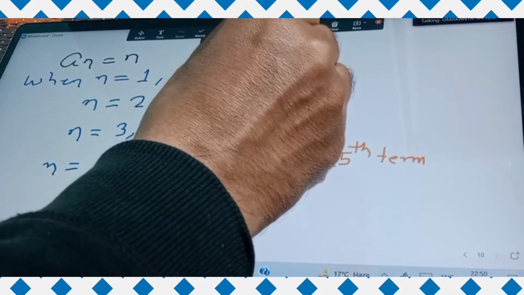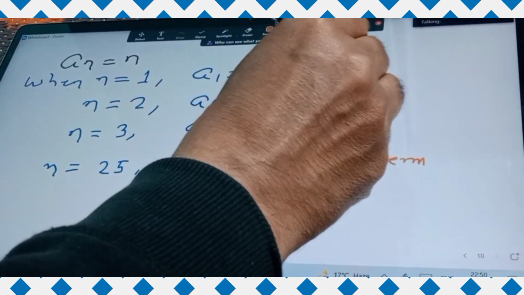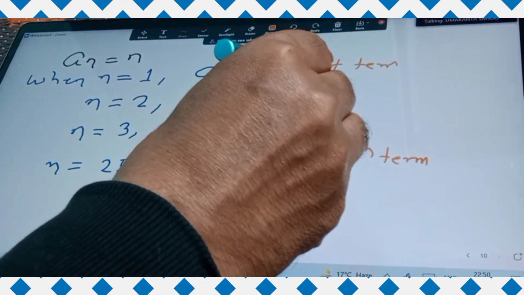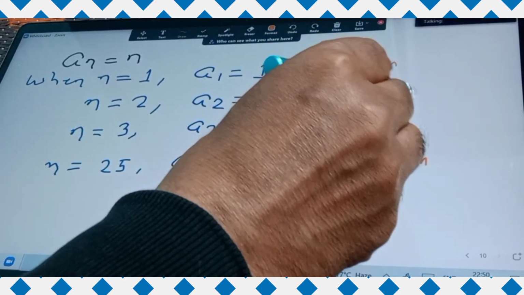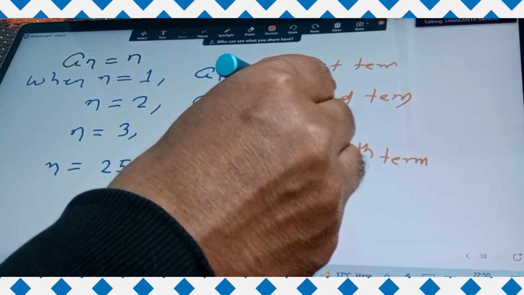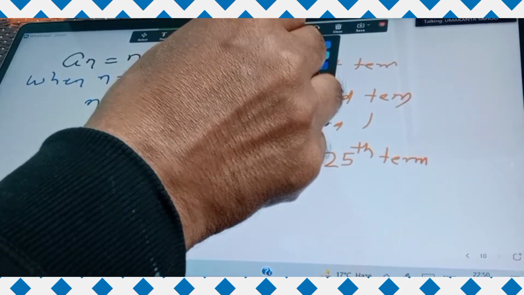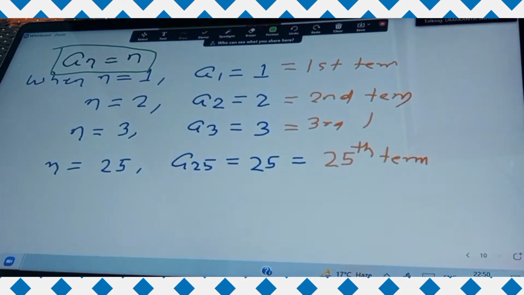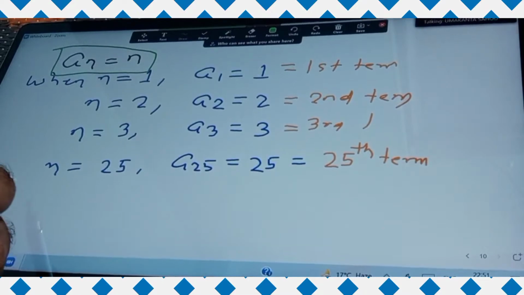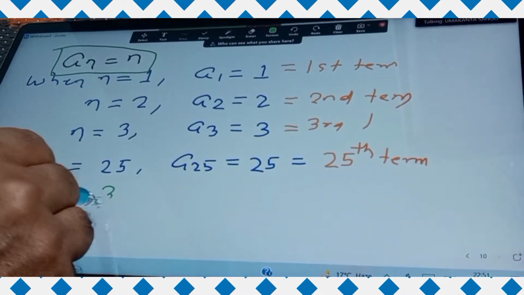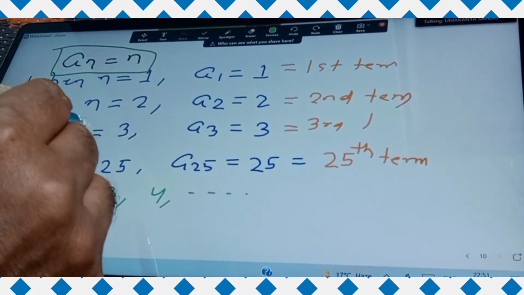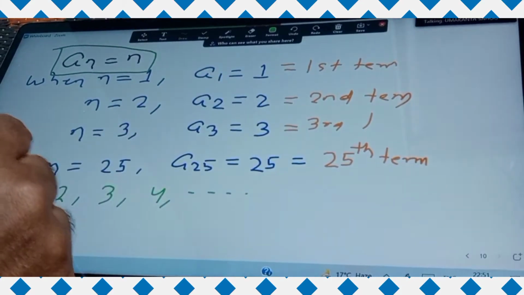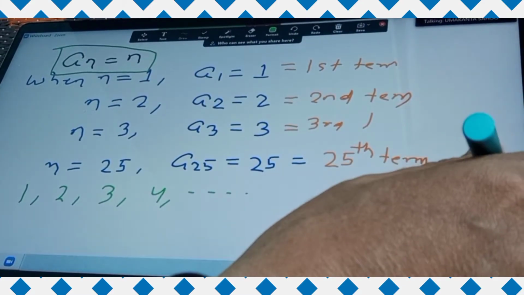And this is the first term, this is the second term, and this is the third term. It means this is a very interesting formula: an is equal to n. This is the general term of the sequence, or a general formula with the help of which you can express the sequence 1, 2, 3, 4, etc. and every term of the sequence. So 1, 2, 3, 4, etc. is a progression. Can you say?